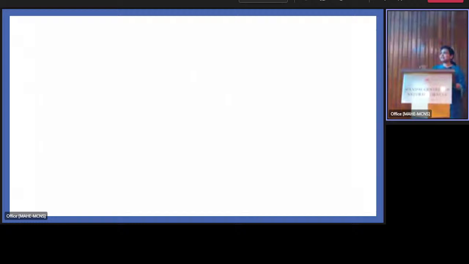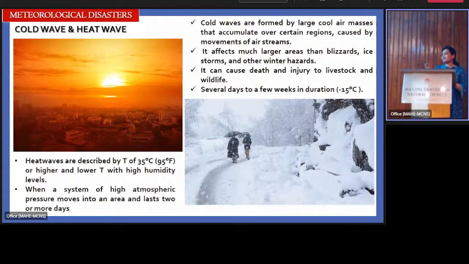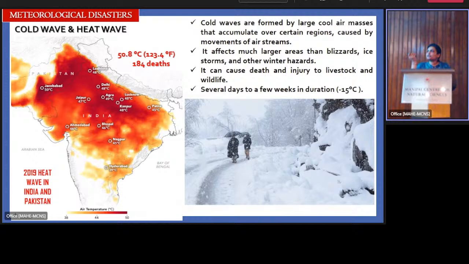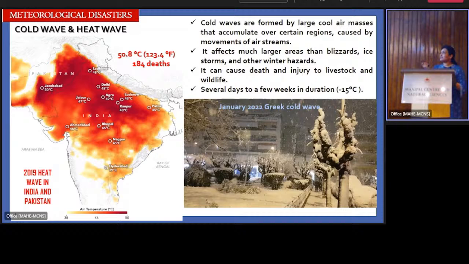Now another meteorological disaster is the cold wave and heat wave. Heat waves are described by temperatures of 35 degrees or higher, and India faced this in 2019. In India and Pakistan, you see the temperature crossed 50, actually 50.8 degrees, causing 184 casualties. Just like heat waves, cold waves are also very disastrous, and a recent example is the January 2022 cold wave in Greece. It caused death and injury to livestock and wildlife also.